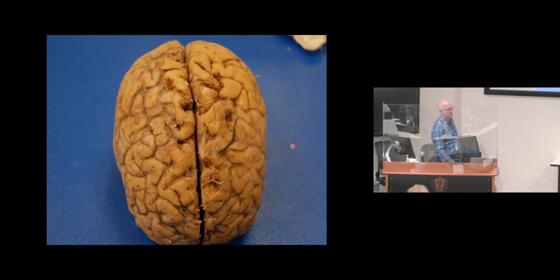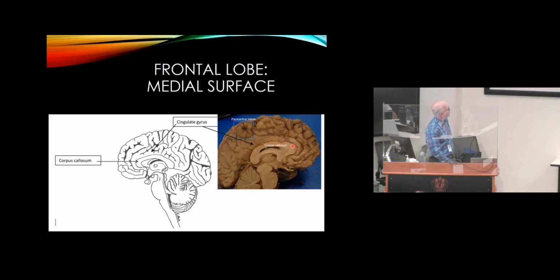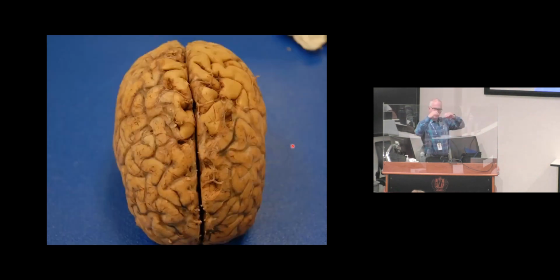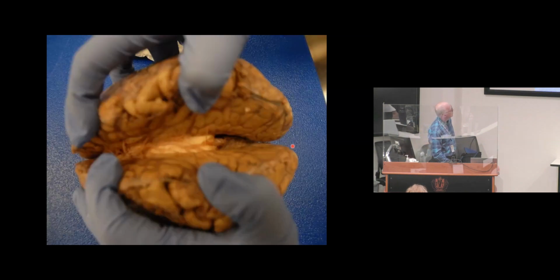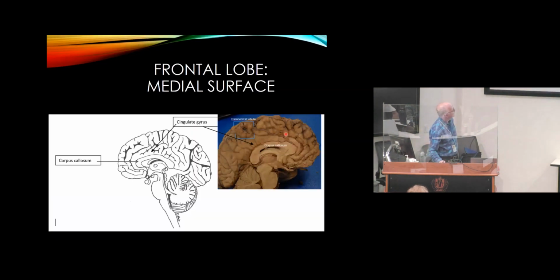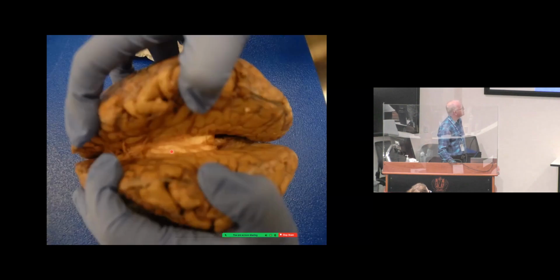Now, let's just say we want to quickly find these areas in lab. Well, if you were to put your fingers down into the interhemispheric fissure, eventually they're going to rest on the corpus callosum right here, and your fingertips would be lying on the cingulate gyrus. So here we've done this in lab. You pull them apart, and what do you see? That's the corpus callosum, deep down there.